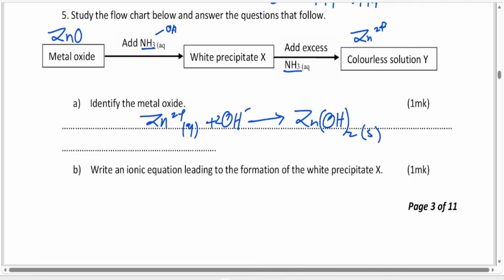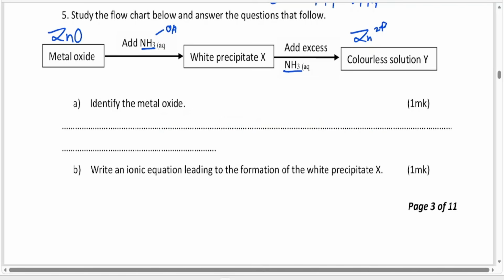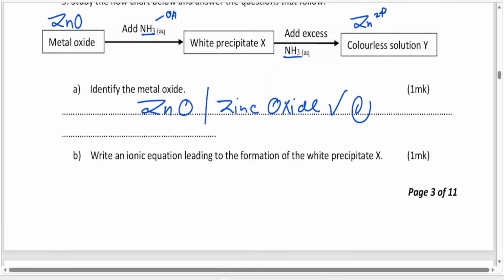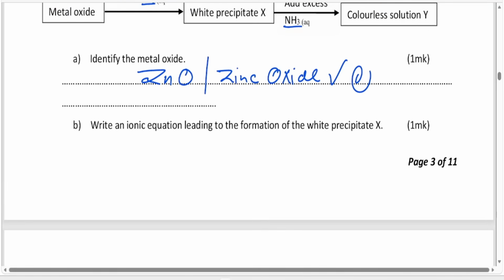So, to answer the question, identify the metal oxide, I've said that we are going to have zinc oxide. We have zinc oxide at this point here. Writing the name is correct. Learners, if you cannot write correct formulas, then just give the full name, zinc oxide, and this gives you 1 mark.